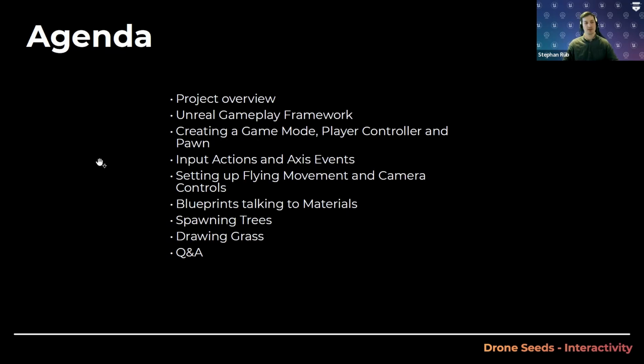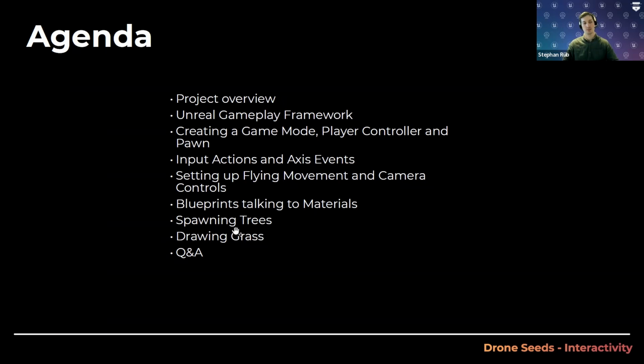We will set up some input actions and access events to be able to set up our flying movement and camera controls. And at that point, we can interactively fly through our scene with our drone inside of this world. Then we're going to talk about how blueprints can talk to materials, different ways of doing that, and different ways I have implemented in this showcase project.